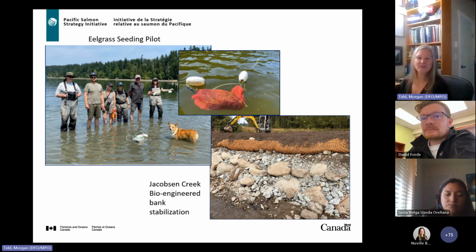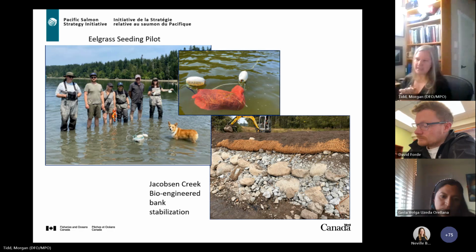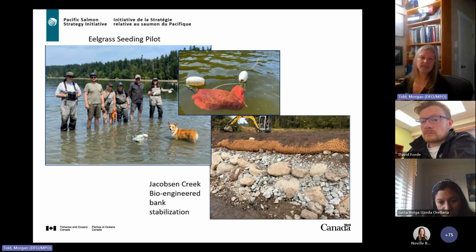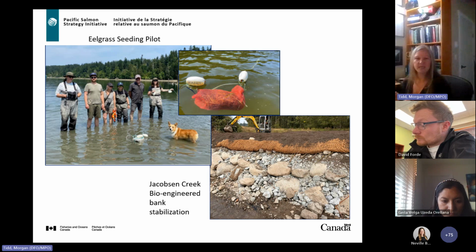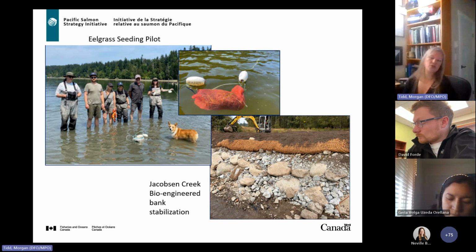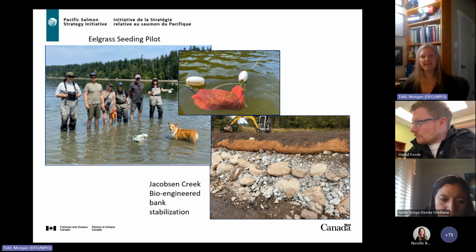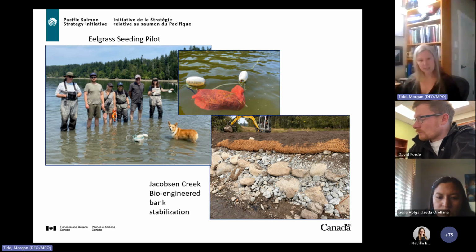One of the innovative projects we're doing is an eelgrass seeding project. Historically, eelgrass has been planted by plugs. It's both very labor intensive and costly. The eelgrass seeding pilot method is hoping to provide increased genetic diversity to an eelgrass plot, but it's also less labor intensive. So we're looking at the success of that project.